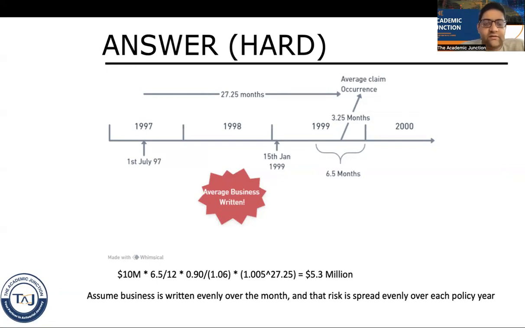Main assumption. Understood. And then you have to write the main assumptions, which is assume business is written evenly over the month, assume that risk is spread evenly over the policy year. And then you can also write policies are annual in nature, which again gives you a little bit of brownie points. Clear? Right. Interesting question. Yes, very interesting. But lots of unnecessary information here.